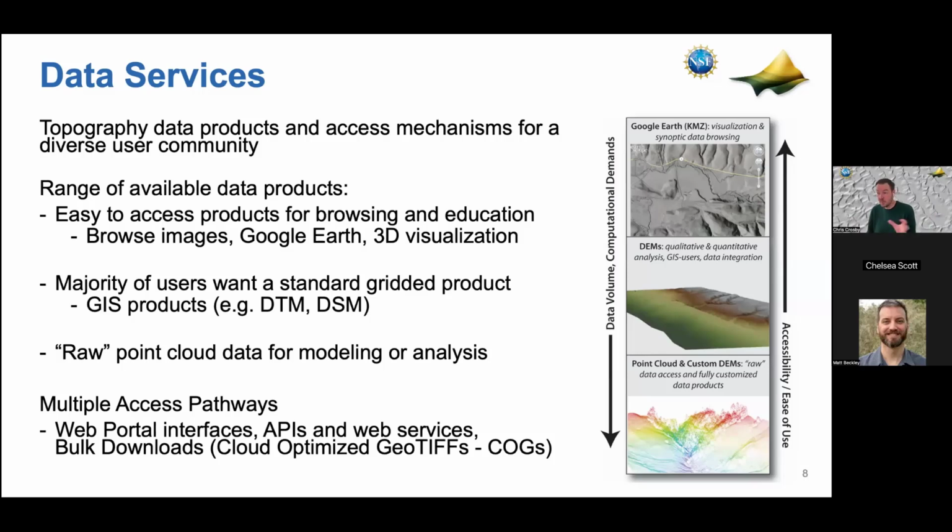And then there's a bunch of tools that sit in that middle zone. So again, digital elevation models historically have been the most common way to represent topography in a geospatial GIS kind of environment. So there's tools for that. And again, different pathways for different kinds of users, programmatic access, portal-based access. So these are the suite of services that are available.